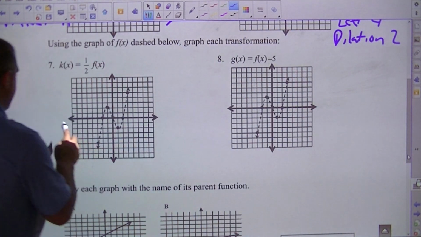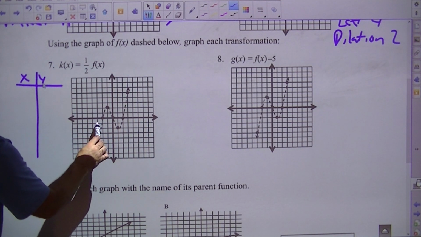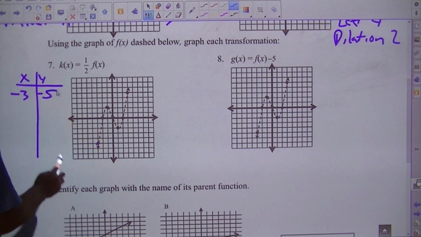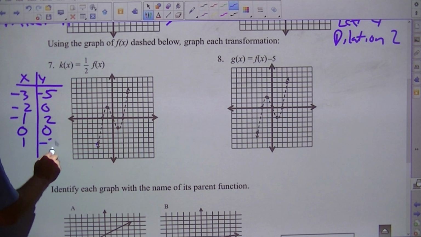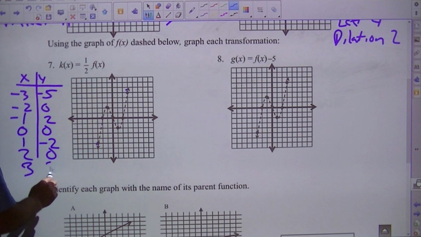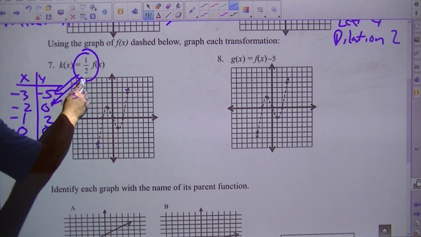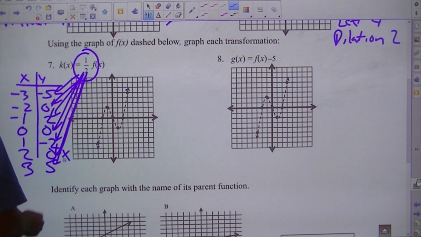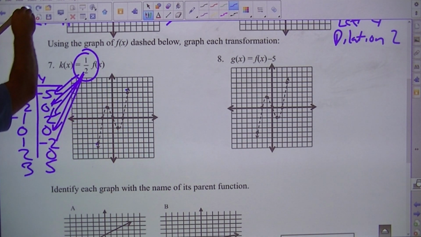Okay, what I want to do is I want to take those points. That's 1, 2, 3. I got negative 3, negative 5. I've got negative 2, 0. I've got negative 1, 2, 0, 0. 1, negative 2, 2, 0. And 3, 5. Okay? So what you want to do is you want to take this and multiply this by all the y values. We're going to multiply those. So what basically happens is that y is now going to be, get rid of all the marks there.